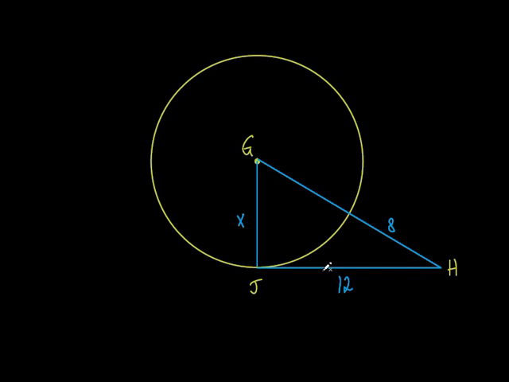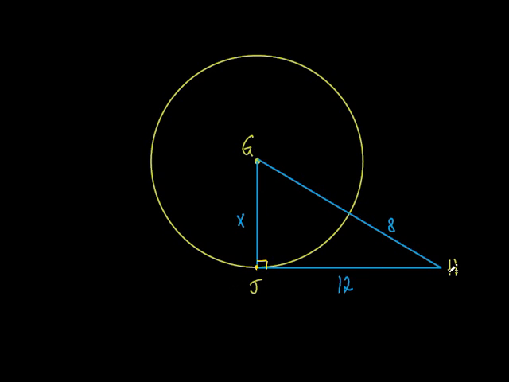Looking at the right one. Yes, they do that. They tell you that JH is tangent. So if it's tangent, look where it hits. It hits the point of tangency, where the radius hits, right there. So what does that tell you? That tells you that you must have a right triangle.